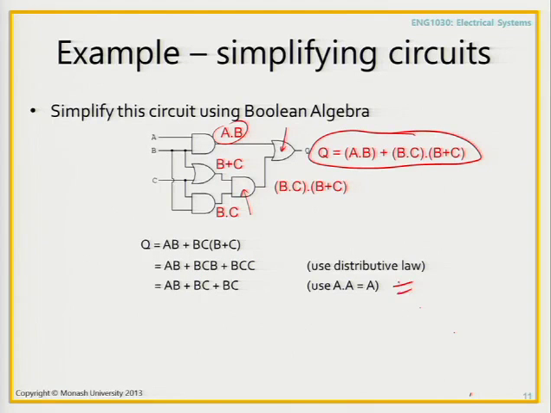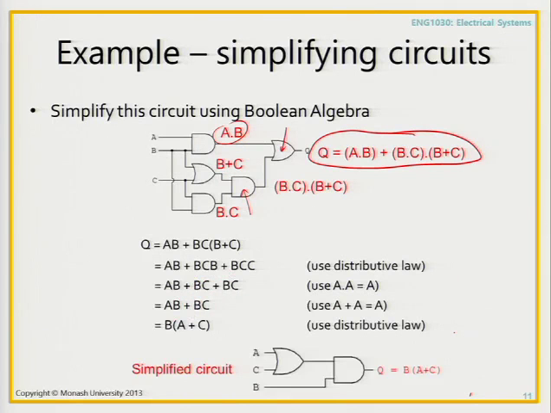In normal algebra, A times A would be A squared, but in Boolean algebra, because A can only be 0 or 1, A times A can only be A. Next, we use the fact that A or A is just equal to A, which means that BC plus BC must just equal BC. And what else can we do? Well, we can factorize out the B using the distributive law again. So you're taking the B out and having A plus C in brackets.